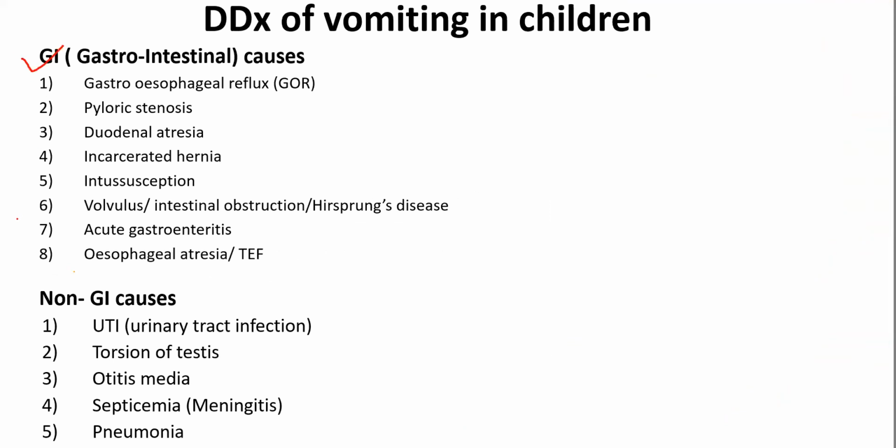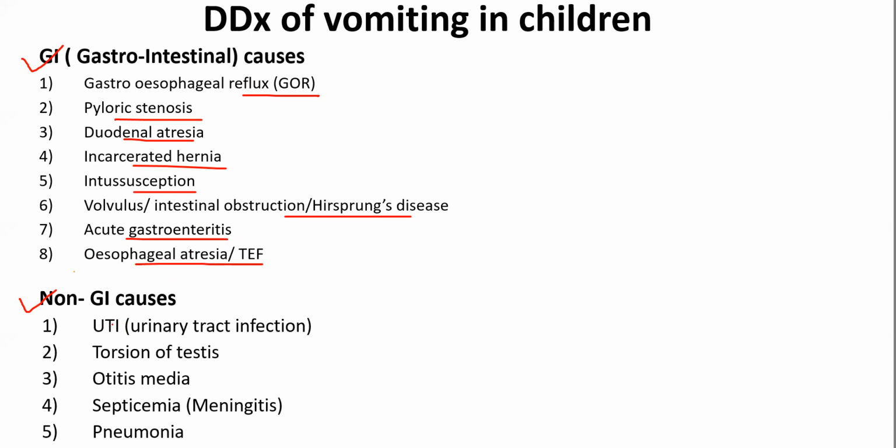So it could be gastrointestinal related, it could be non-GI related. Most importantly, GI related, we have gastroesophageal reflux, pyloric stenosis, duodenal atresia, incarcerated or obstructed hernia, intussusception, could be any intestinal obstruction, such as even volvulus, Hirschsprung disease, all can cause intestinal obstruction. Sometimes it could be just very simple acute gastroenteritis. And in a neonate, it can be esophageal atresia or tracheoesophageal fistula. So these are all important differential diagnoses of vomiting in children.